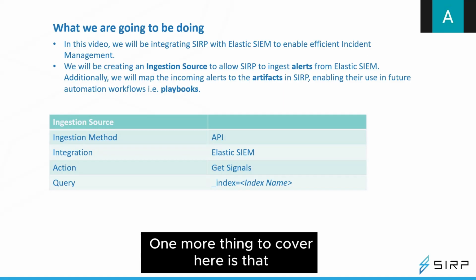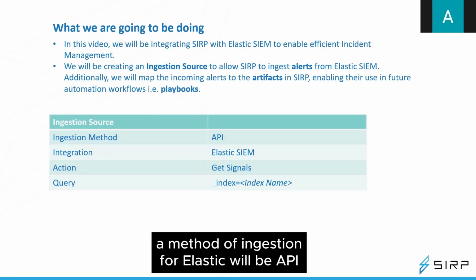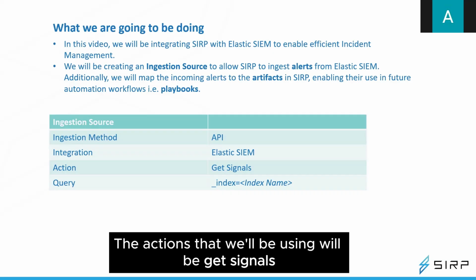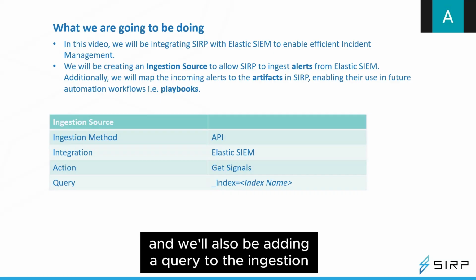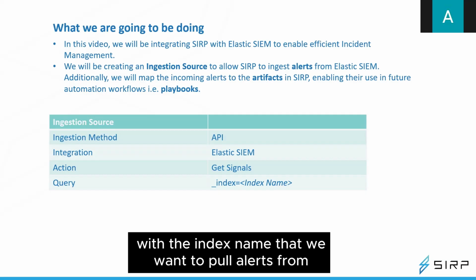One more thing to cover here is that the method of ingestion for Elastic will be API. The actions that we'll be using will be get signals, and we'll also be adding a query to the ingestion with the index name that we want to pull alerts from.